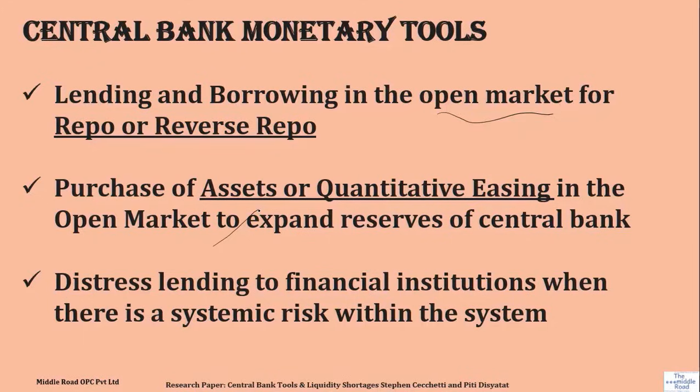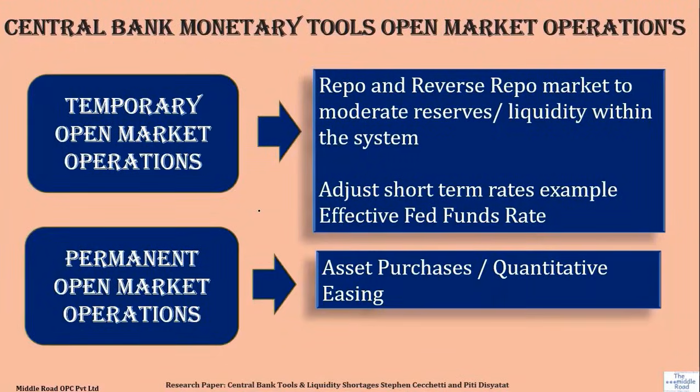Now that could be either the financial institution goes to the central bank or the central bank goes to the financial institution. It could take place in any way. So there's a very good research paper, Central Bank Tools and Liquidity Shortages. I suggest you read it. It will give you a very good perspective on lending as a last resort. Now when we look at monetary tools, we are looking at temporary money open market operations.